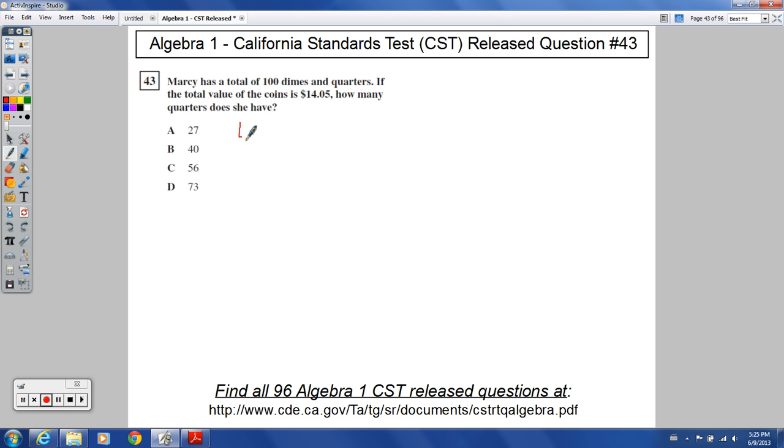So I think it makes sense to say that D is going to be my number of dimes, D for dimes, and let's go with Q for quarters. So let D equal dimes, Q equal quarters. If that's the case, you've got a total of 100 dimes and quarters put together. So you know that this would have to be one equation based on that fact: D plus Q, number of dimes plus number of quarters, has to equal 100.